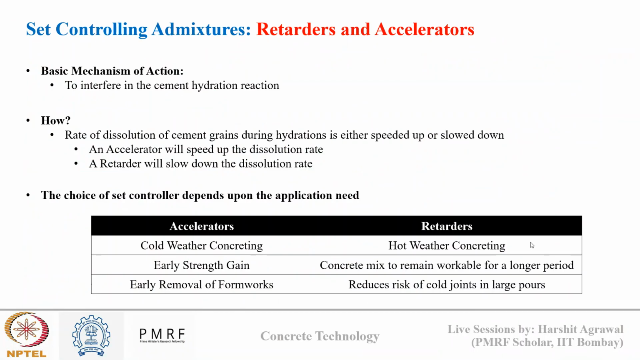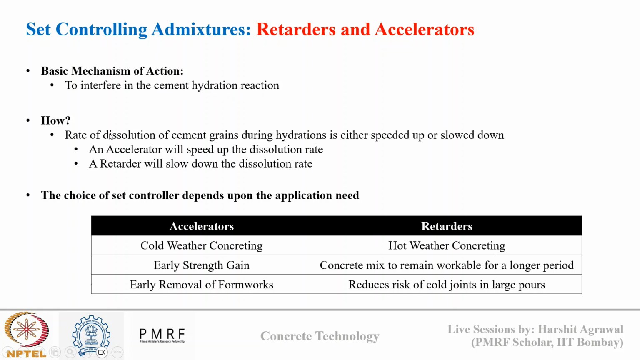Now after superplasticizer we have set controlling admixtures, which are retarders and accelerators. As the name suggests, they can control or manipulate the setting behavior of my cement, or we can say the setting behavior of my concrete. And what is the basic mechanism behind this? They interfere with the cement hydration. If they interfere with the hydration, they can control the setting.